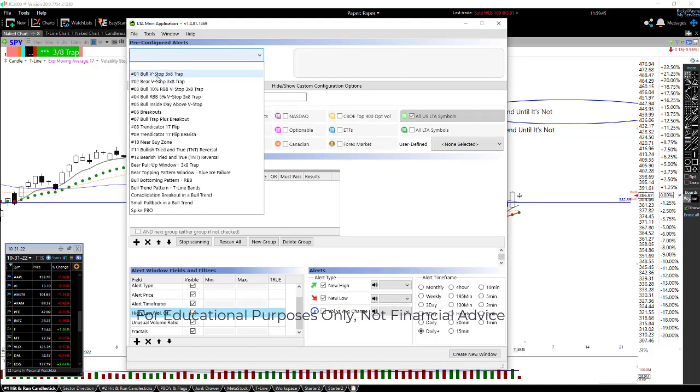Bear V-stop 3/8. So we're going to look for bear. Oh, right there. Bear V-stop 3/8. It's number 2 on the list.